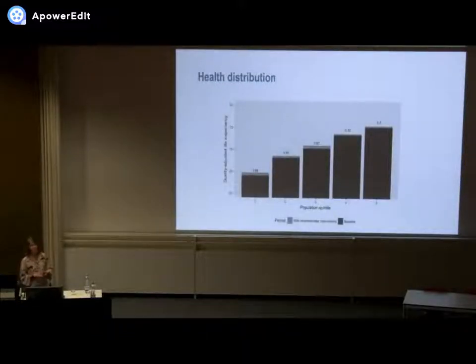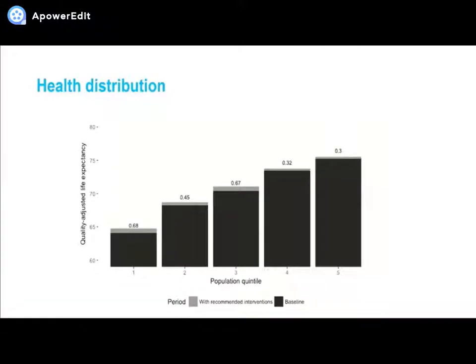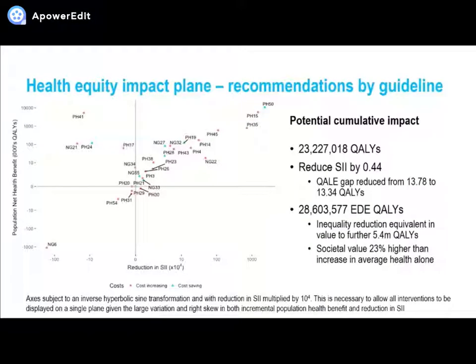We summed over all of the recommended interventions, all of the guidelines, and then we could add this on to the baseline distribution of healthy life expectancy in the UK to see how all of those recommendations combined could impact on the distribution of health if everyone eligible for them were to receive those interventions. So the potential cumulative net health impact, net health benefit, is at a population level, 23 million QALYs there. It would reduce the slope index of inequality, so the gap in healthy life expectancy between the most healthy person and the least healthy person by 0.44 QALYs.